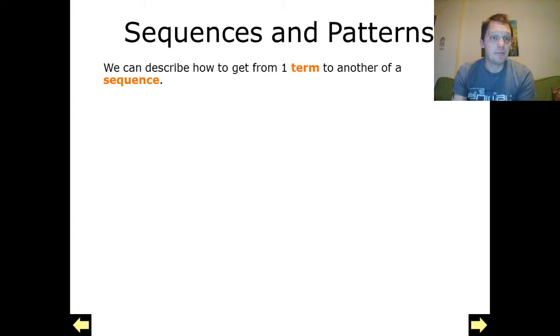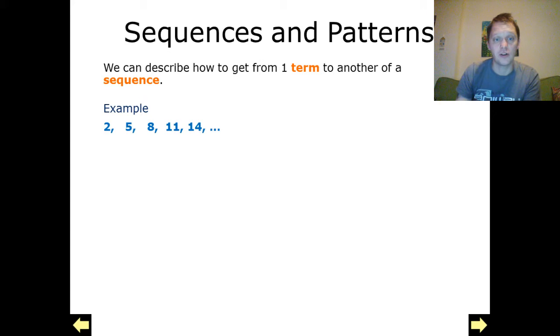Just as we were talking about with patterns, we can actually describe how to get from one term to another. So here I've got a sequence where I've got 2, 5, 8, 11, 14, and this is infinite because it continues. That's what these three dots just here mean. And each one of these is a term. This is my first term, my second term, my third term, my fourth term, my fifth term, and then going on forever.